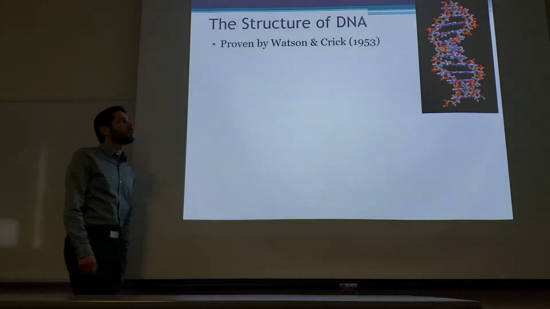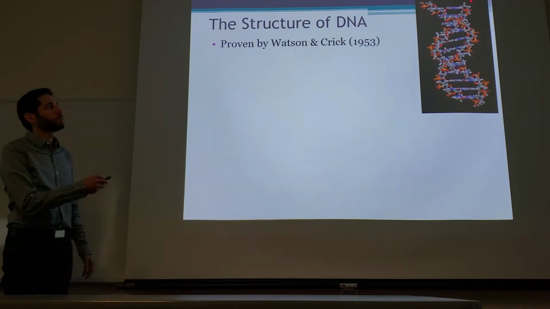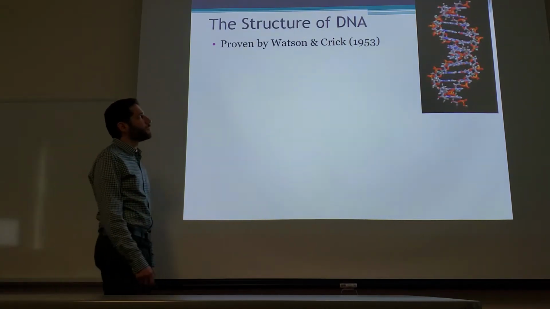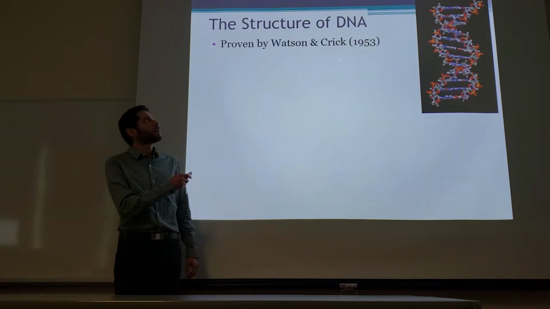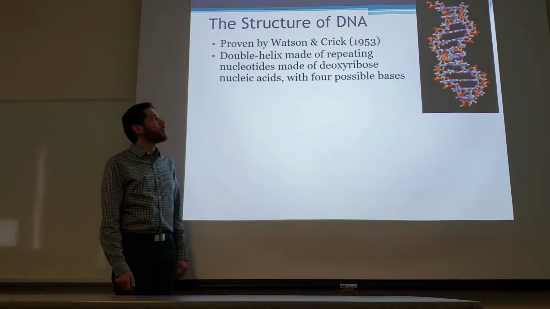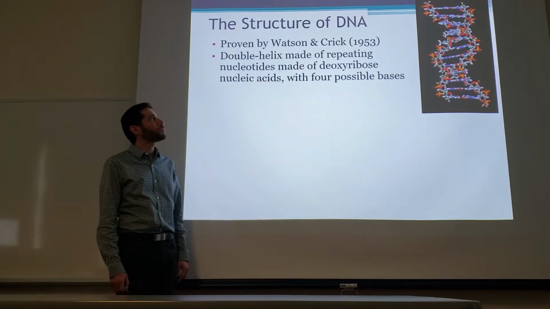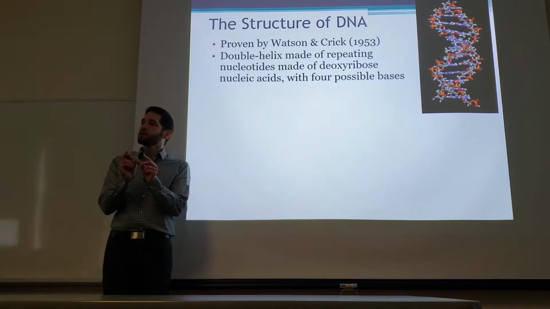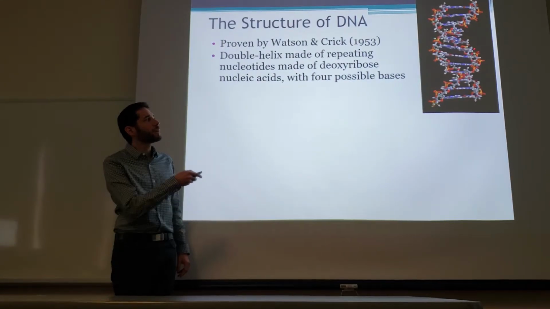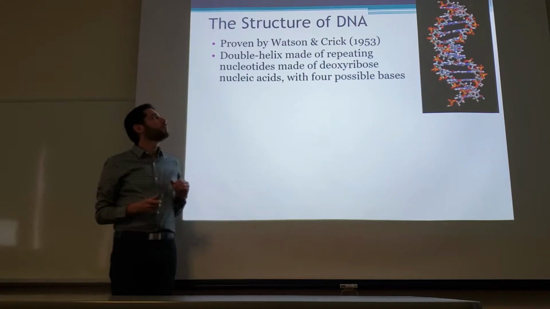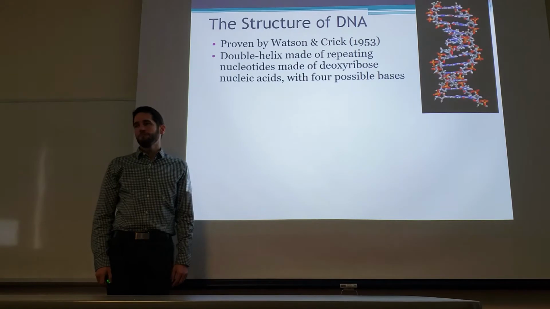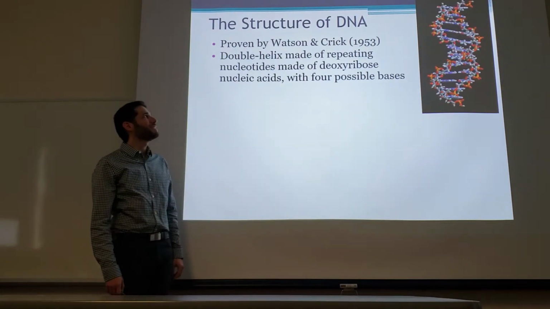All right, so you probably know this sort of thing. This is DNA. Hello, DNA. Proven by Watson and Crick in 1953, although there was a lot of work leading up to that. It is a double helix made of repeating nucleotides. The nucleotide chunks, there's 2 nucleotides on each side, and then you repeat it to make each stair of the staircase. All right, so the nucleotides are deoxyribonucleic acid. All right, deoxyribonucleic acid, DNA.